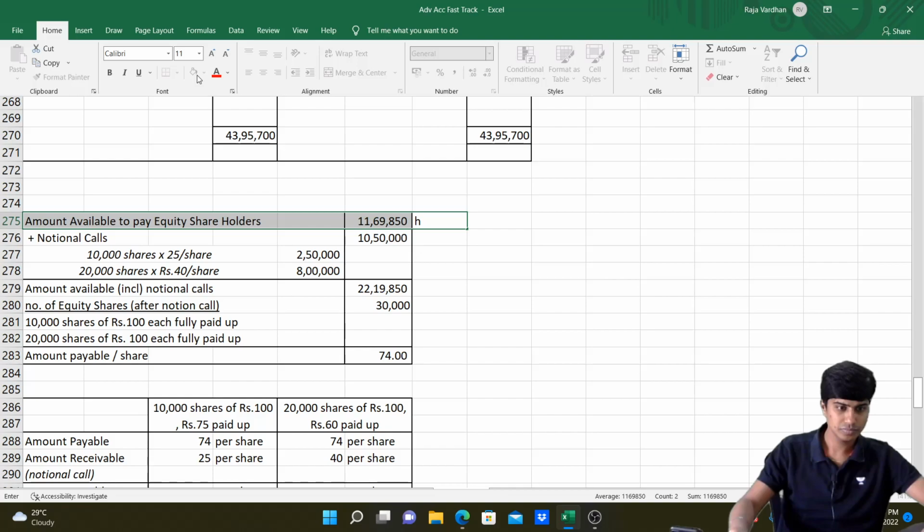How much is the notional call? Firstly, against these 10,000 shareholders, which are 75 paid up, you will call for the remaining 25 per share. So I will do 10,000 shares multiplied by 25 per share. That's 2,50,000. And on the balance 20,000 equity shares, which are 60 per share paid up, I will do 20,000 shares multiplied by 40 per share, that is 8 lakh.